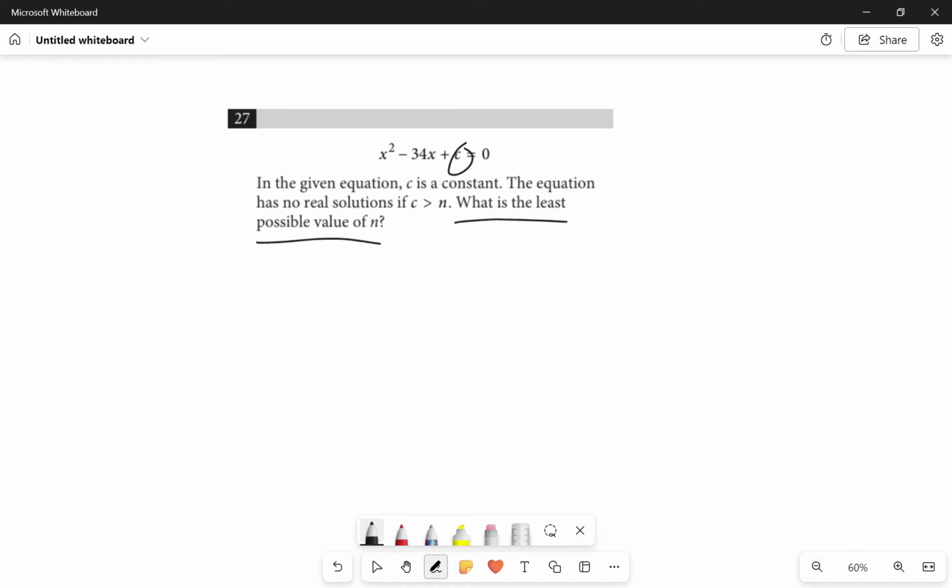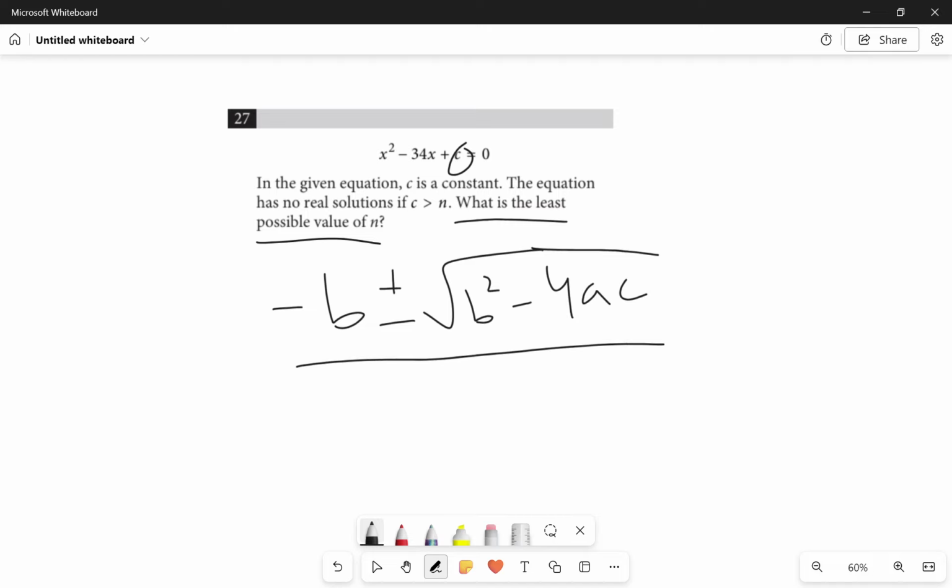When you see a question like this where you're given a quadratic and you want to find values that limit the number of solutions it has, you need to use the discriminant of the quadratic equation. If you recall, the quadratic formula is negative b plus or minus the square root of b squared minus 4ac, all over 2a. And this part right here that I've just boxed is the discriminant.